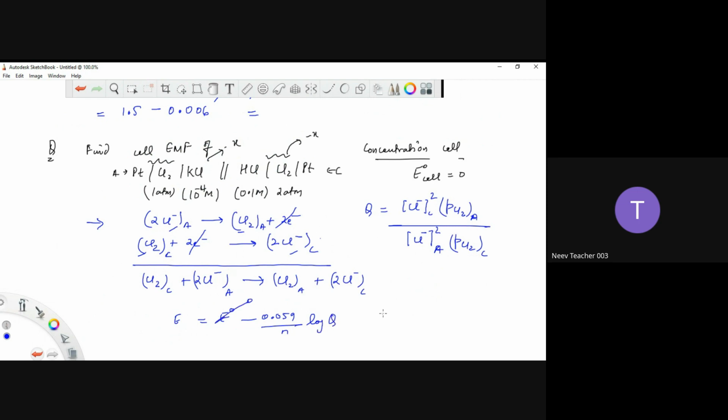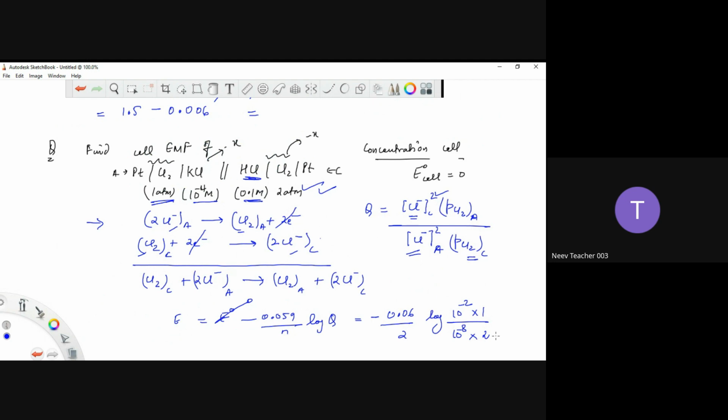Now this value is 0, so you are left with minus 0.06 divided by how many electrons? 2. Log of Cl minus cathode, which is going to be from HCl. So 0.1, 10 to the power minus 1, squared. So it becomes 10 to the power minus 2. Pressure of Cl2 anode, which is this 1 atm. So that will be 1 divided by Cl minus anode, which is 10 to the power minus 4 squared. It becomes 10 to the power minus 8, into pressure of Cl2 cathode, which is 2 atm. So into 2.